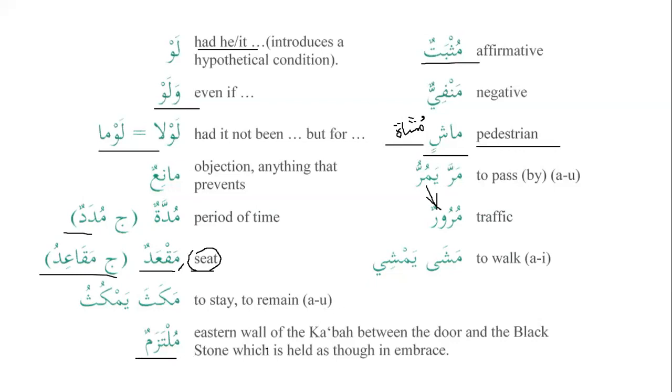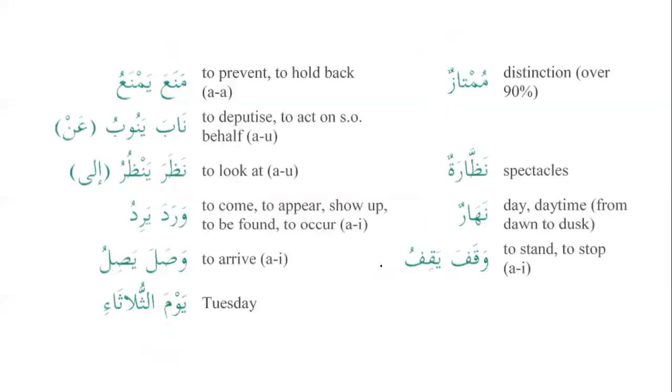Multazamun, also the eastern wall of the Kaaba, between the door and the black stone, which is held as though in embrace. So basically when the Hujjaj, or for Mu'tamirin, for Umrah, they go over there and then they make dua. And inshallah, I ask Allah subhanahu wa ta'ala to bless us the opportunity to go and do Hajj and Umrah again and again. And the last part is mana yamna'u, which is to prevent, to hold back.